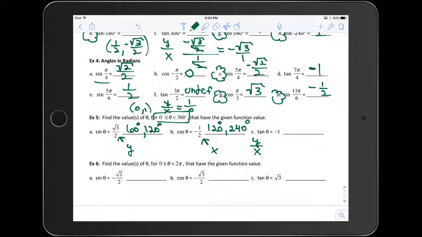Tangent theta equals -1. So we're trying to figure out when y and x, when you put them over each other, give you -1. Now the first thing is, what would give you just 1? That means the values would have to be the same, right? So we're talking about the pi over 4, the 3 pi over 4, and so on.